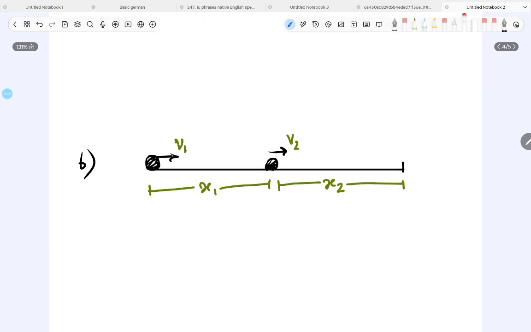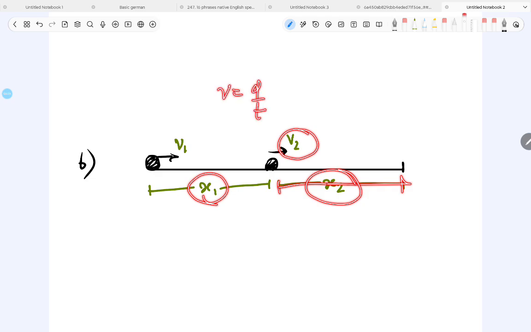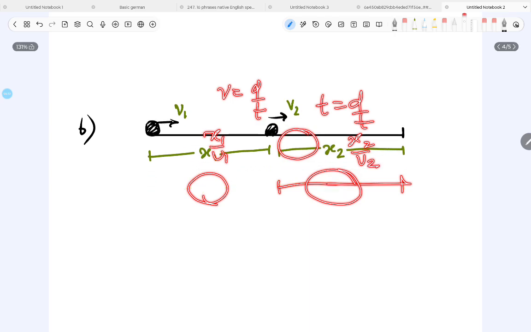And now for the next part, you have velocity. An object moves for a particular distance with some velocity, and then for the rest of the distance to be traveled, it changes its velocity. Now it's moving with some other velocity. Now you have the distance, you don't have the time. You can find the time. V equals d by t, so your time is going to be d by v. You will get the time for this one, x1 by v1, and for this one, x2 by v2.